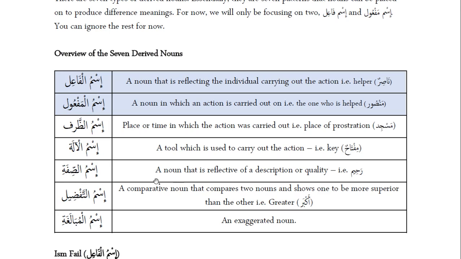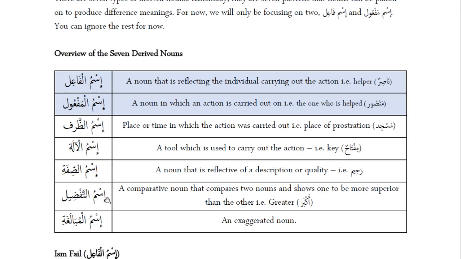Ismul sifa is a noun that is reflective of a description or quality. An example of this is rahim, right? So the most merciful, or kabir, big, saghir, small. Within that word there is a description. It's reflective of a quality of something, right?